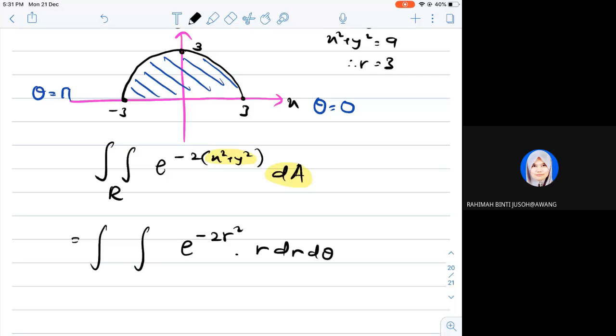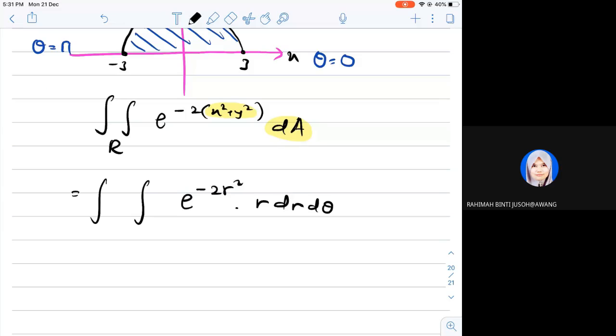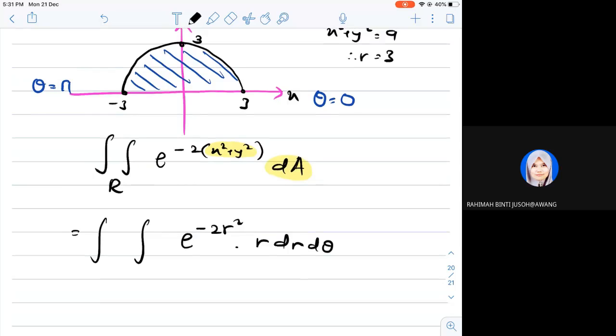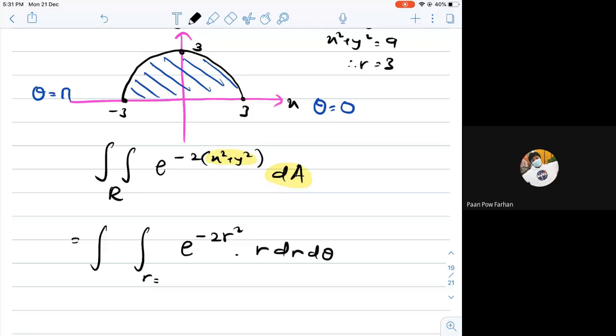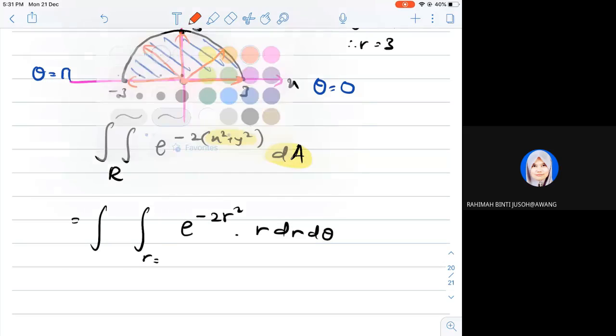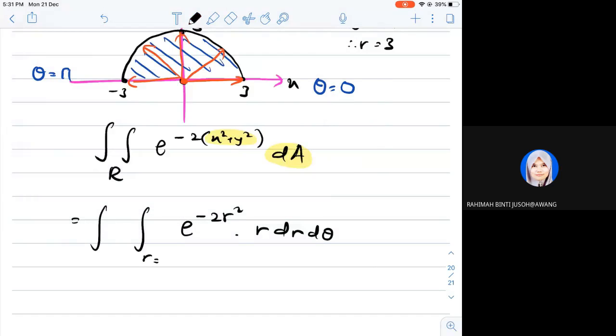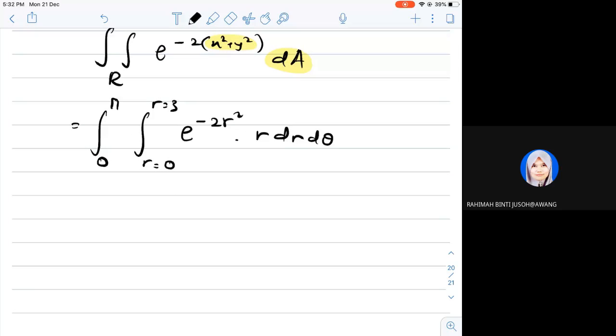Ada 3 beradik tu, you kena ingat. Okay, so that is your dA. Okay, now radius R from where to where? Okay, R from 0 guys. Cara kita baca adalah daripada pole ni 0 until 3. Macam tu. So R, of course, R is from 0 until R equals to 3. How about the angle? Of course lah, dah tahu dah tadi kan? 0 until pi. So now, how do we integrate this? Any idea?